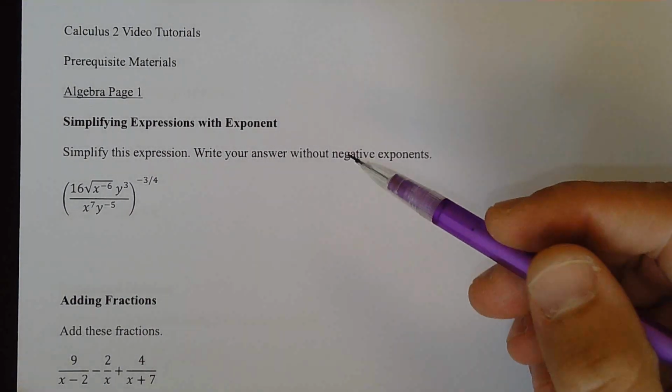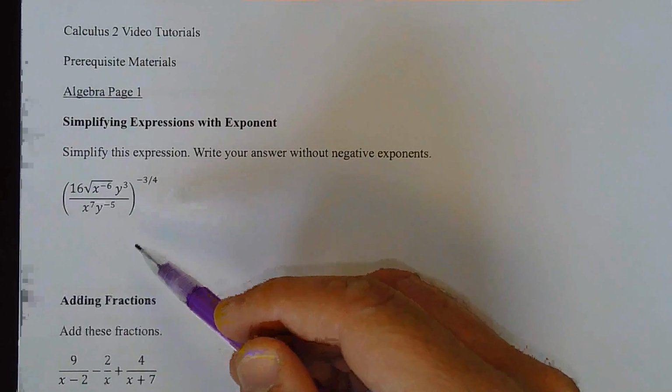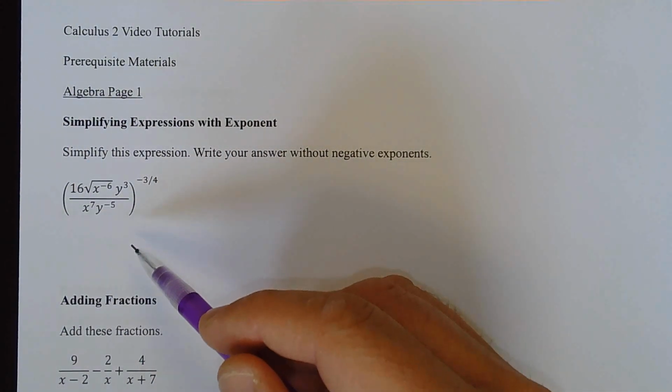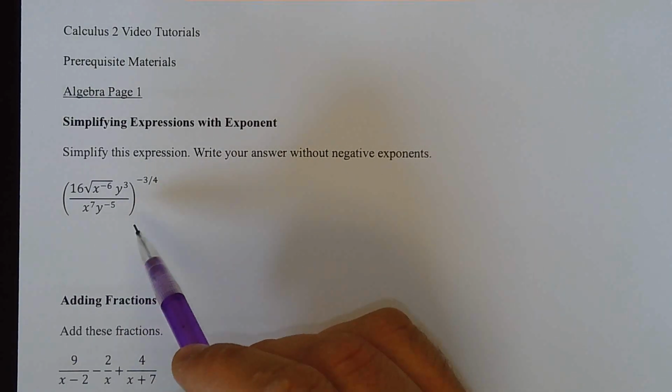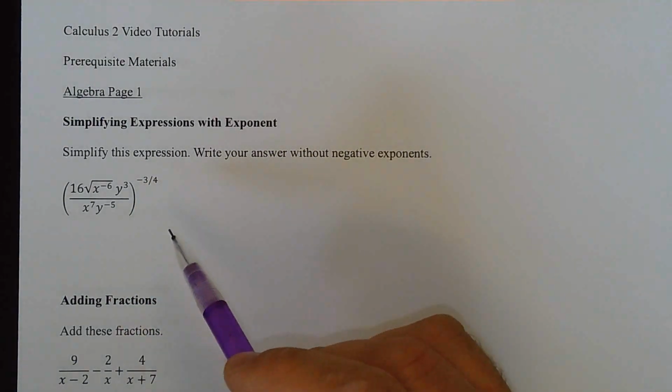Okay, let's look at this first algebraic one. We're meant to simplify this expression. Basically, what we want to do is just use order of operations and bring this negative 3/4 into everything.